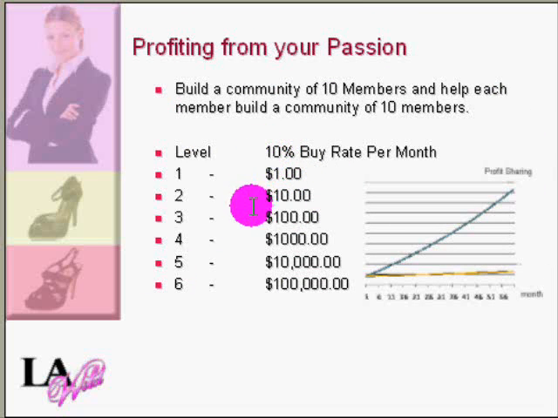Not a whole lot to write home about. However, it goes directly into her PayPal account. She can get paid at the end of the week, and it's great for just a couple of emails that you sent out. Now, let's look at level 2.